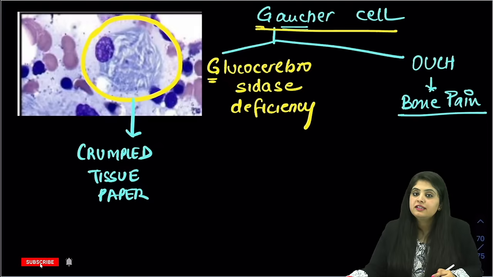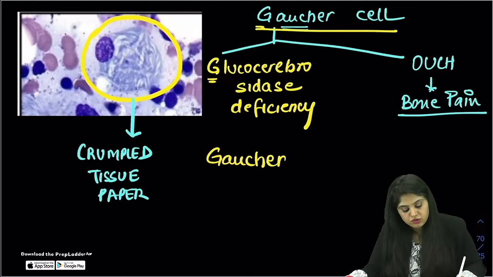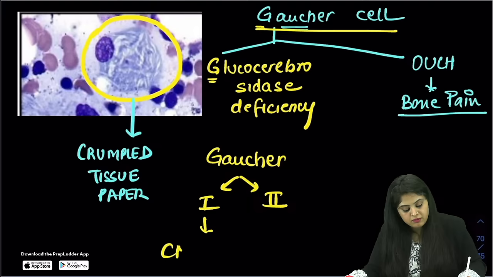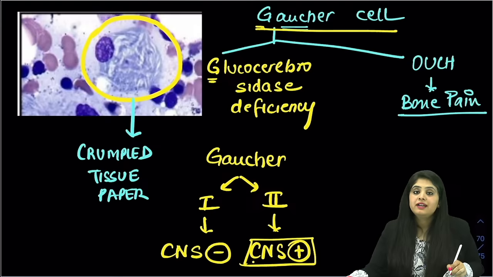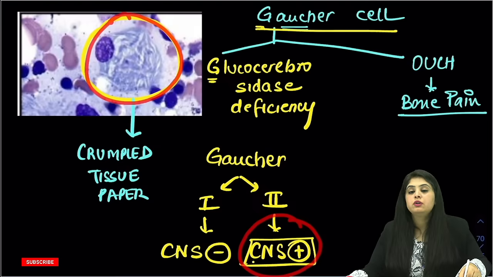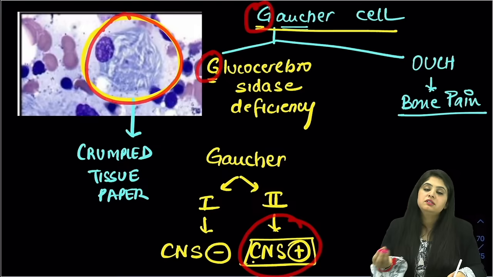Gaucher's disease is of two types, type 1 and type 2. In type 1, CNS is not involved, but in type 2, CNS involvement can occur. And that is how the question came. There was a neurological involvement in a child, and there was this picture given to you, the crumpled tissue paper appearance. They will either ask you the name of the cell, the name of the disease, or the enzyme deficiency, that is Gaucher's.